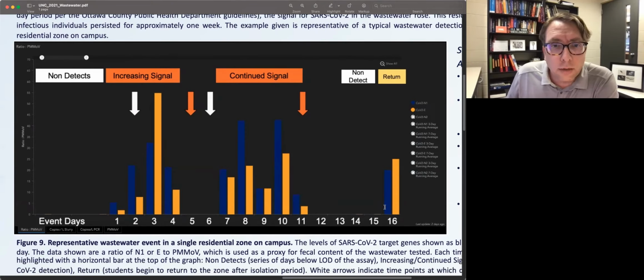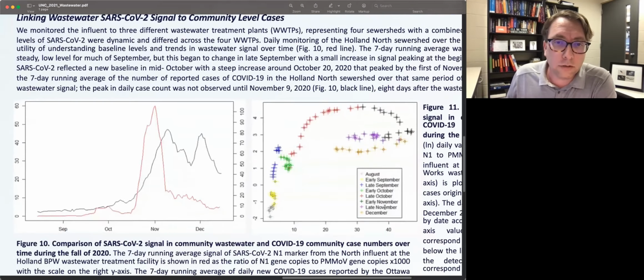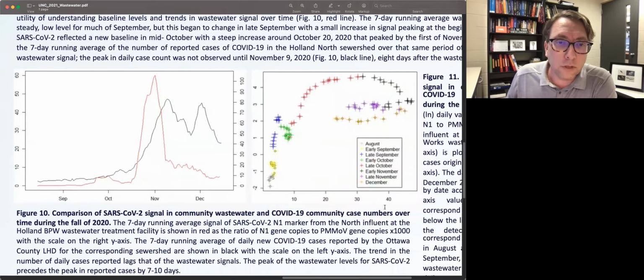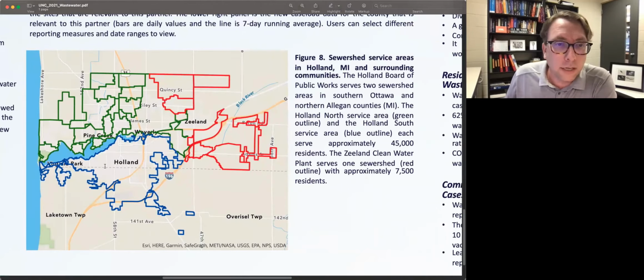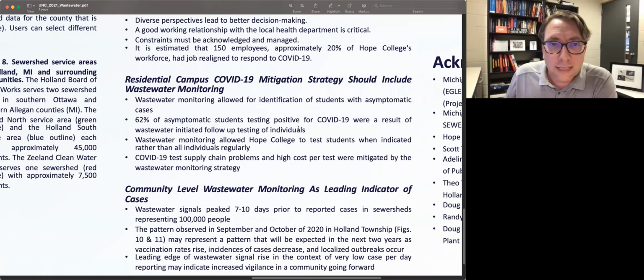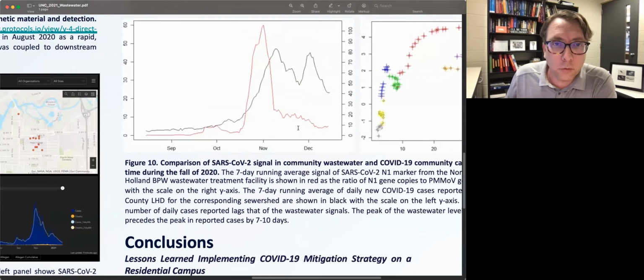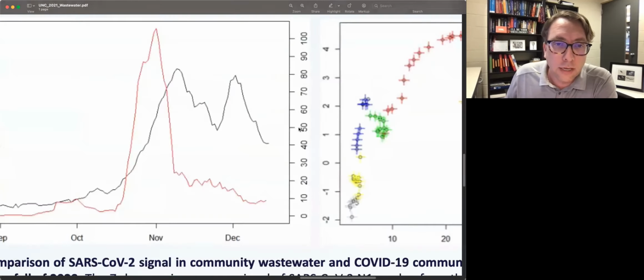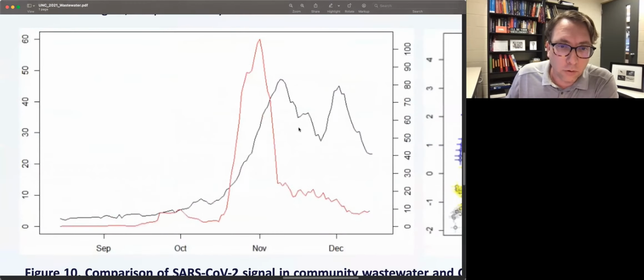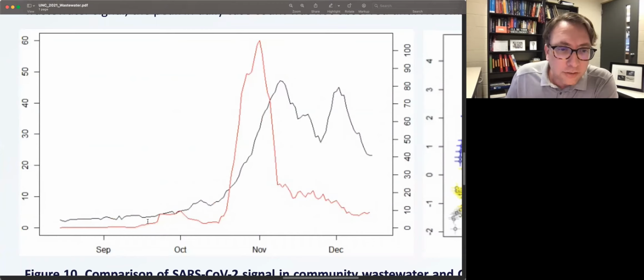In addition to monitoring the campus, we were able to monitor the surrounding community. So we monitored 3 different sewer shed zones inside Holland, Michigan and Zeeland, Michigan. It represents about 100,000 people. We did that daily all of last year, and we worked with the local health departments to identify for us caseloads, daily case counts for COVID-19 in the community. And you can see in this graph here from September to December of 2020, the number of cases that were identified in any one day on the left axis, and the ratio of N1 to PMMOV on the right axis.